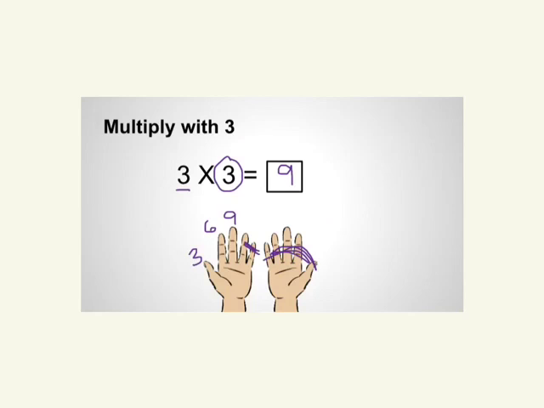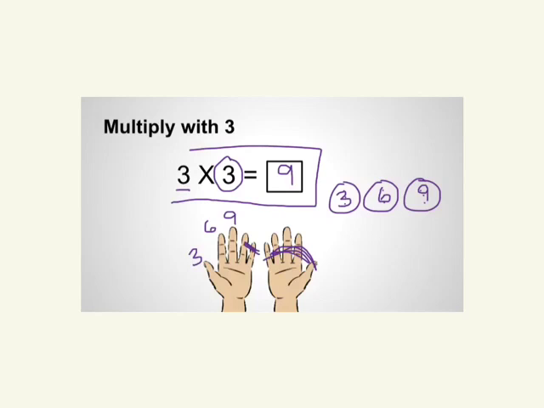Well, if I don't know my count bys, I know that I have 3 groups, 1, 2, 3, and I have 3 in each group, and so I can put 3 in each group and count them, and I can write 3, 6, 9. So 3 groups of 3 equals 9. 3 times 3 equals 9.